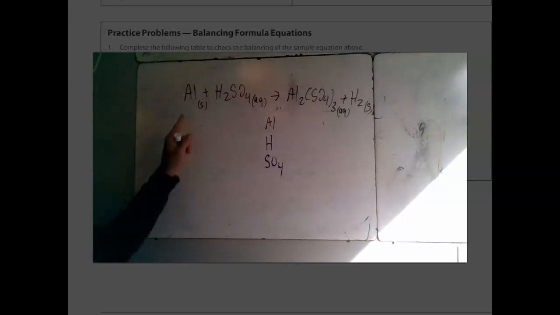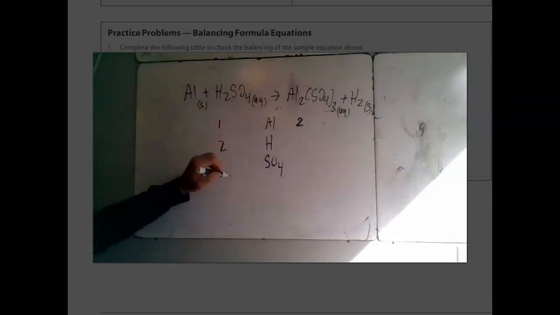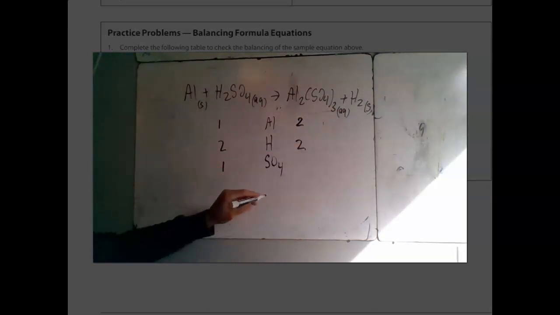So now I'm going to, on the left and on the right, indicate how many of each atom or ion there is to begin with. There's 1 aluminum on the left, 2 aluminums on the right. There's 2 hydrogens on the left and 2 on the right. And there's 1 sulfate on the left and 3 on the right. So we've got aluminums out of balance and sulfates out of balance.